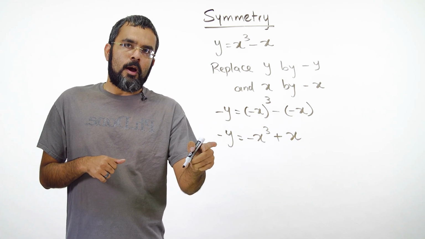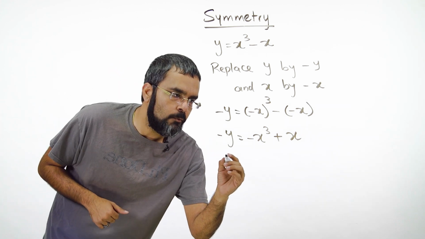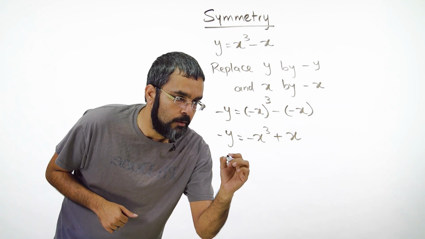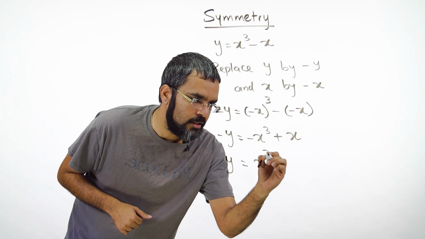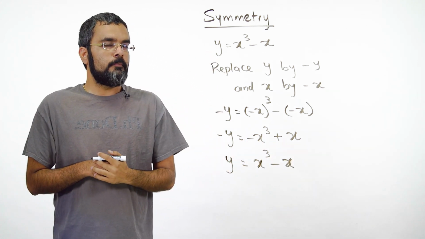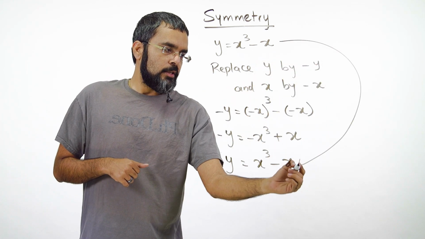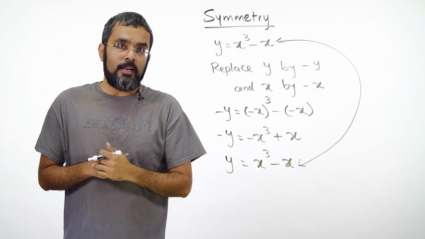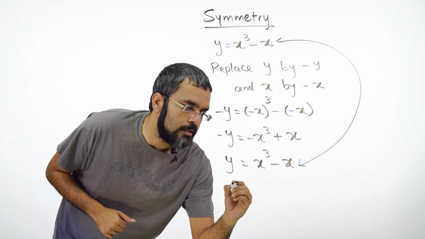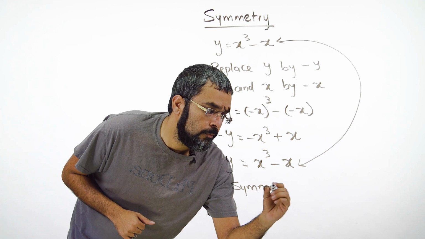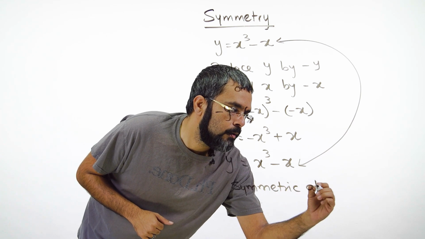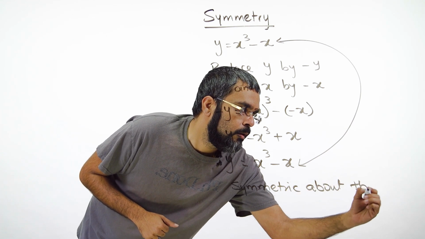But I want to solve for y, right? So I'm going to multiply both sides by -1, and if I do that, I get y equals x cubed minus x. And we know that the equation that I started with and the equation that I ended with are the same, and so this is symmetric about the origin.